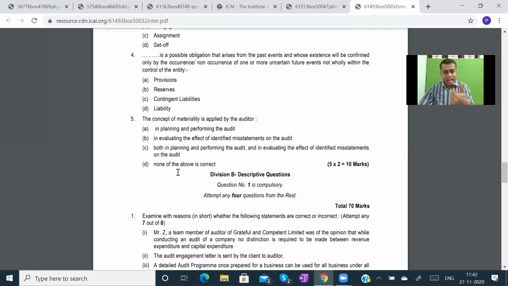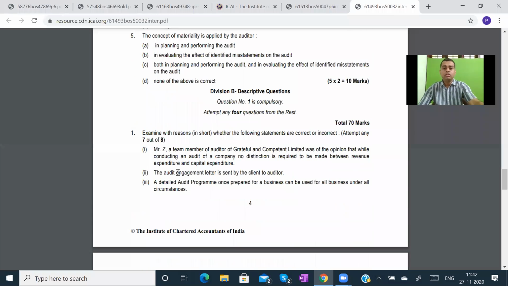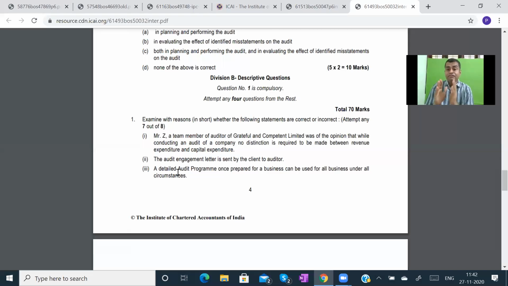Materiality shall be applied in planning the audit, while performing the audit, and while evaluating the effect of identified misstatements on the audit, in all these 3 cases. So C is the correct answer. Okay. So 30 marks is over. I hope all of you got 25 or above, or at least 24.